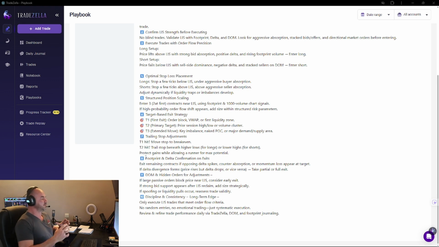When do you need to immediately exit your position? When footprint or delta confirmation tells you that you are making a big mistake. So exit remaining contracts if opposing delta spikes. Let's say we are in a long and delta shifts bearish all of a sudden, we have absorption or we have momentum loss. If we have delta divergence, for example, you can take a partial or even a full exit just to be safe. Also, if you have large passive order blocks near your line in the sand, consider an early exit, or if strong bid support appears after the line in the sand reclaim, add some size strategically.